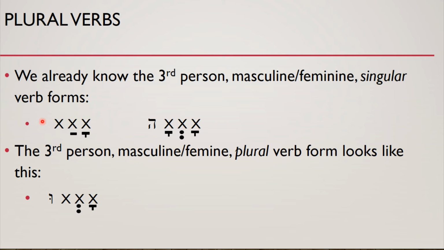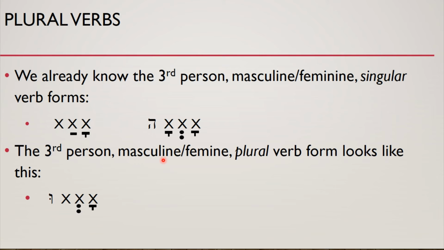So this is the verb form for the third person masculine singular. You have a komets under the first letter, a patach under the second, nothing under the third. When you have a third person feminine singular verb form, you have the komets under the first, a sheva under the second letter, a komets under the third, and it ends with a hey.